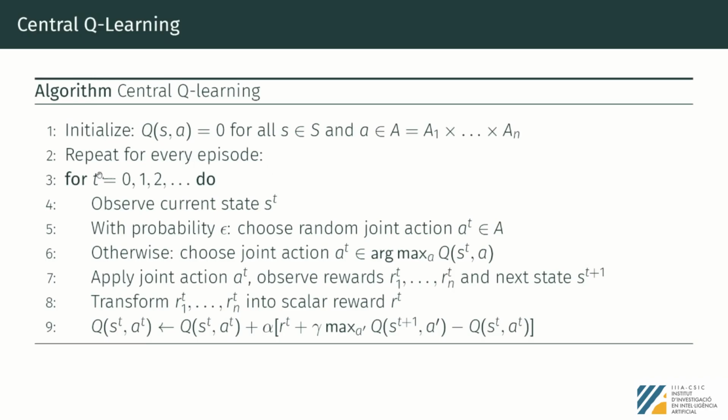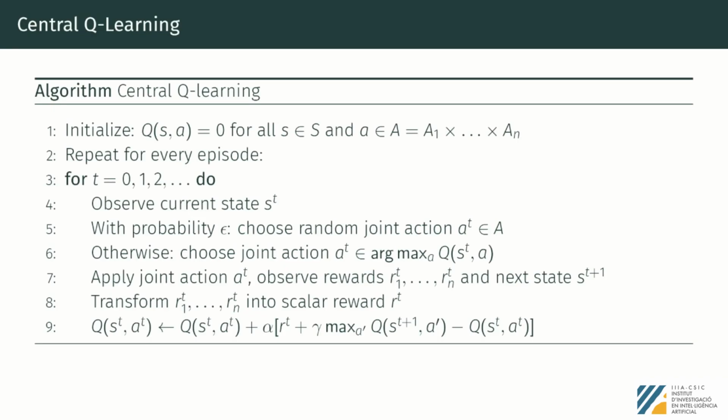Then we repeat for every episode. This is our learning process. In every episode, we have a number of time steps, t, 0, 1, 2, and so on until a fixed budget. In every time step, we observe the current state. In this case, this is a stochastic game, so we observe the full state. And then we do our epsilon greedy policy. Either with probability epsilon, we choose a uniform random action, or we choose the greedy action. In this case, it means that we pick the action that maximizes the valuation under the Q function. Right, so you can see there's nothing about multi-agent here. From the perspective of the algorithm, the joint action is just an action.